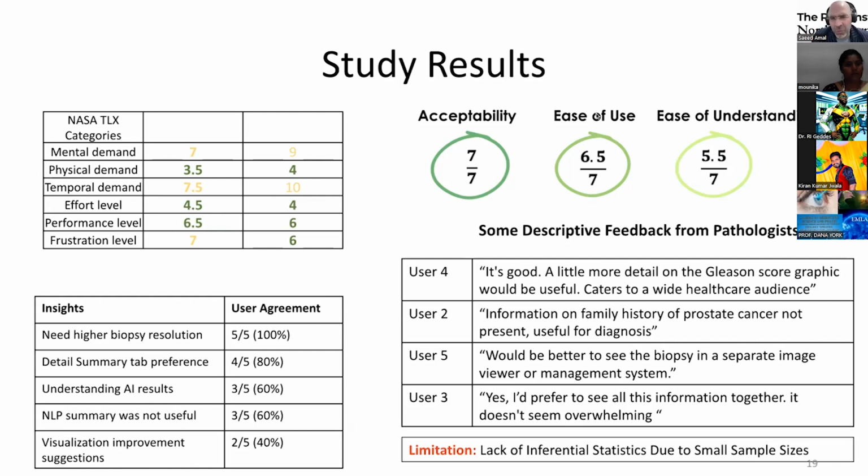This would help in a more efficient flow of the diagnosis. I would read some of the comments from the pathologists. One user said, it's good, a little more detail on the Gleason score graphic would be useful, and that would address a more healthcare audience. In this case, we provided information about the patient, but the pathologist said they want more information, such as a family history of prostate cancer presence.